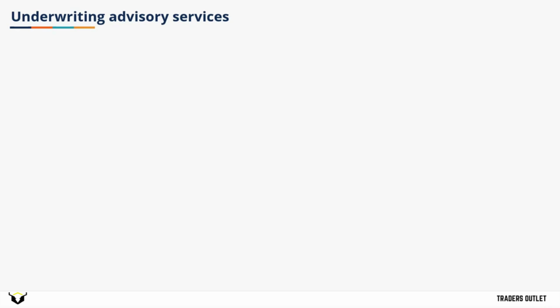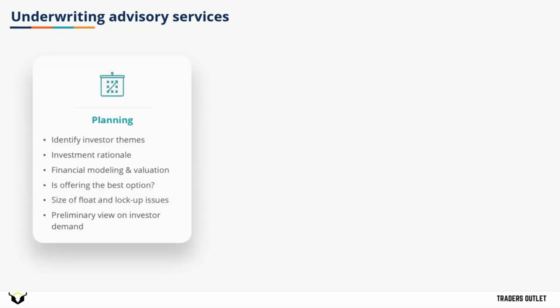Underwriting advisory services can be broken down into 3 categories. The first is planning. In the planning phase, the investment bank or advisor on the transaction is going to identify the key themes that investors will be looking for in the deal and build out a thesis or investment rationale to help sell the deal. They'll perform financial modeling and valuation work, and then they'll decide if an IPO is the best option or not. Then they can look at the size of the flotation, which is the number of shares to be offered, and get a preliminary view of investor demand to really see if this IPO or other underwriting is going to be a go.